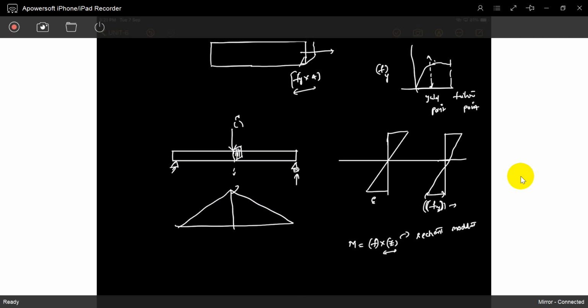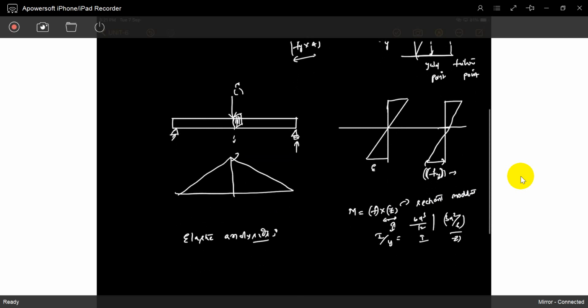Based on the cross section, it is F into Z. Z is BD cubed by 12? No, it is BD square by 6. That is I, and Z is I by Y, the section modulus. You already know it. So for moment also it is the same thing. This is called elastic analysis.